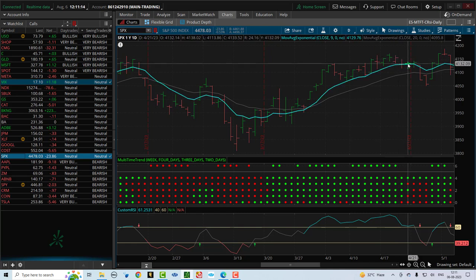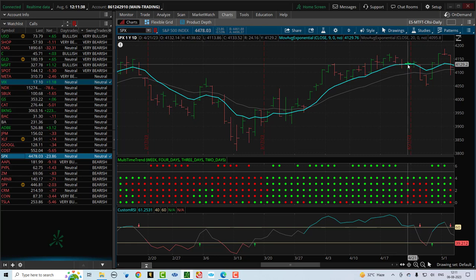You see three red dots on the multi-time frame trend. So let's back up here. If you got into the trade at this bar right here, which is about 4001 on the S&P, and you rode it all the way till here, that is 4,131. So that's 130 points on the S&P, which would be a whole 10 points on the SPY.